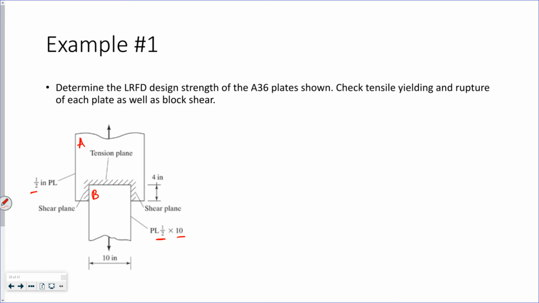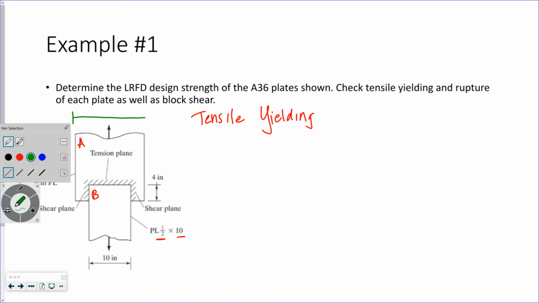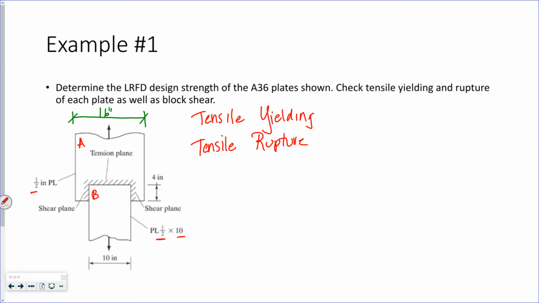So I have 3 limit states I need to check. Oh, I did give a dimension here, 16 inches. I need to check tensile yielding, tensile rupture, and block shear for both plates. Now, since they're the same thickness, plate B will be controlling, but we'll go through the exercise.